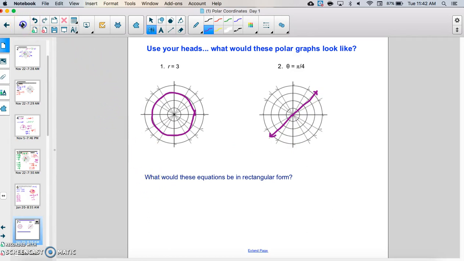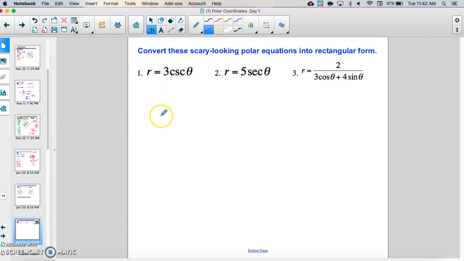Moving on. So now we're going to convert polar equations into rectangular form. My goal is to use those conversions that we wrote down earlier to make the r's and thetas disappear and have only x's and y's left. So here I've got r equals 3 cosecant theta. That doesn't look helpful yet, but I know cosecant is the same as 1 over sine. So I'm going to rewrite it as r equals 3 over sine theta.